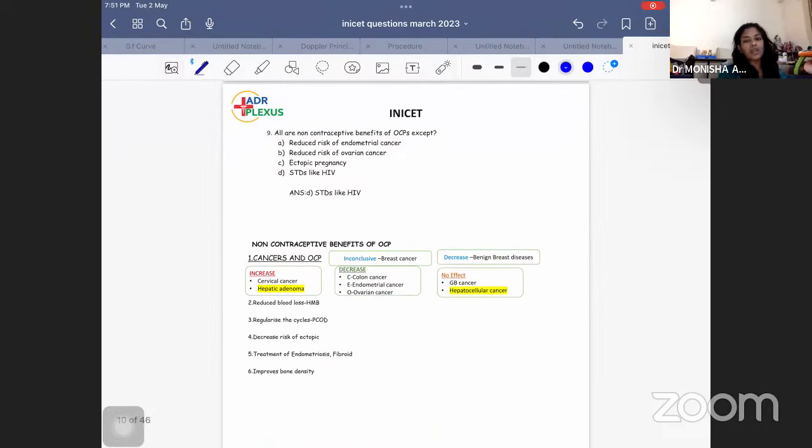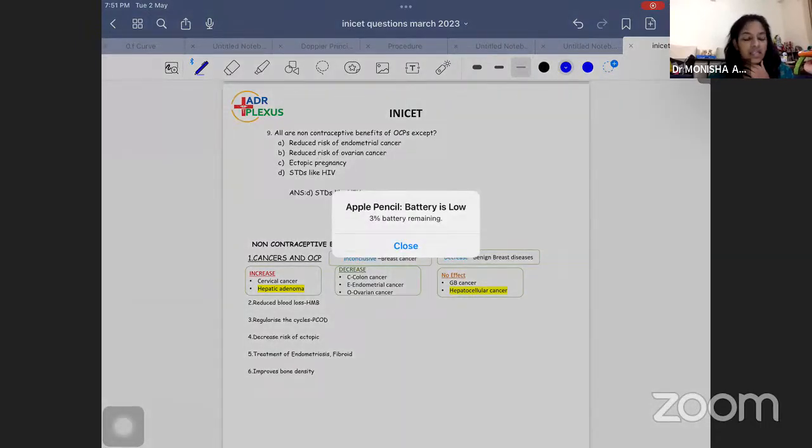Contraceptives, never make mistakes in contraceptives. Though it looks a vast topic, this is a place where you can easily score because the questions will be very direct. It's like 1 + 1 = 2. That's how the OCP questions are. So kindly read OCPs and contraceptives in and out. Contraceptives is actually a very easy topic. Since it's a little vast, many people skip it. Please don't skip it.